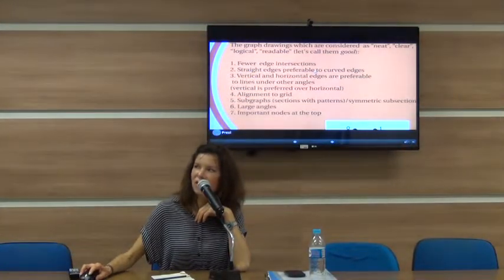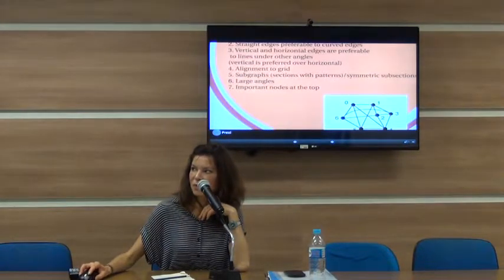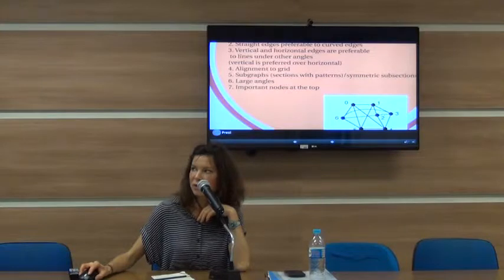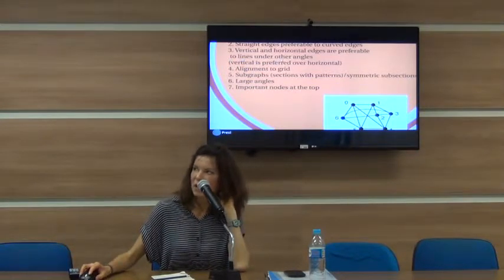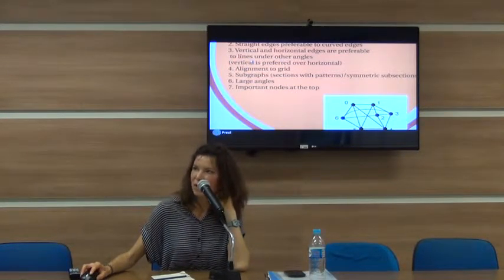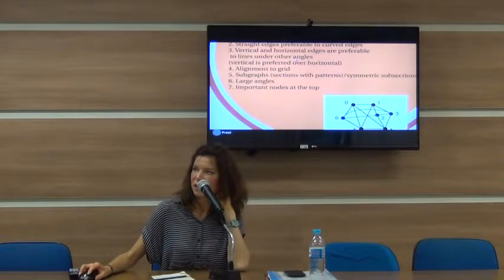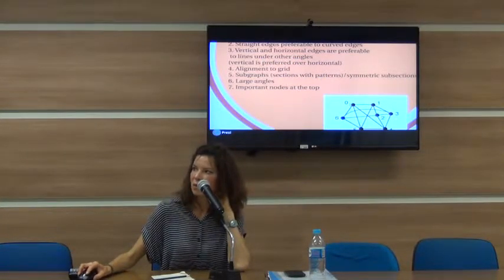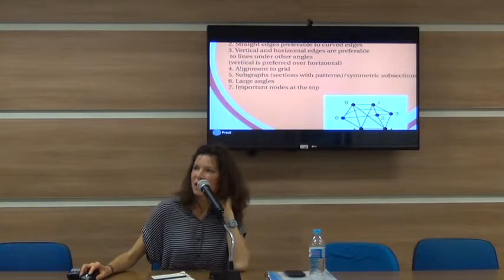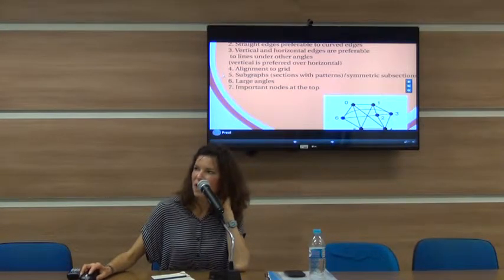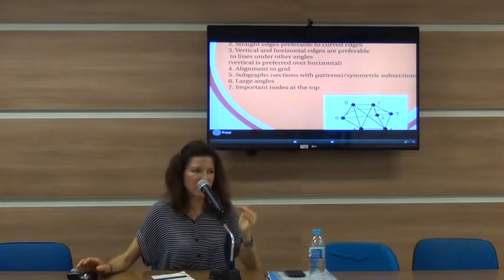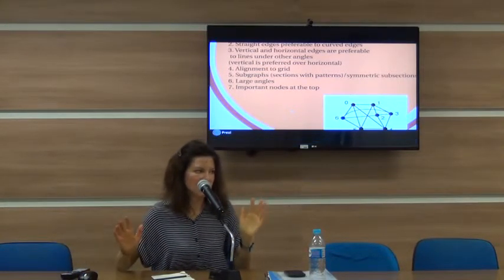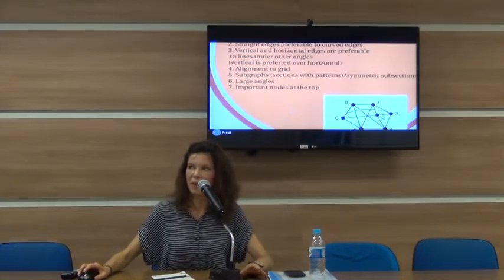Then, straight edges are preferable over curved edges. Straight, and these are curved. Then, vertical and horizontal edges are preferable. Lines like these are preferable to lines at other angles. Well, I think it's clear. Then vertical and horizontal alignment to a grid, so something like when you have a net and the graph is kind of fit to this net, it's very useful.